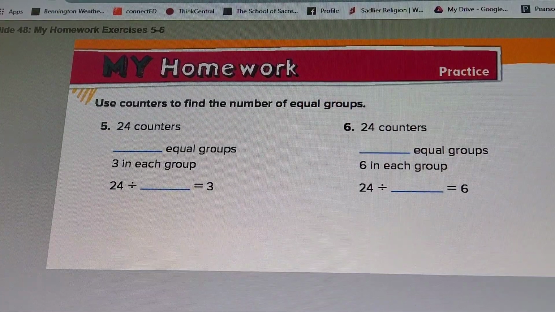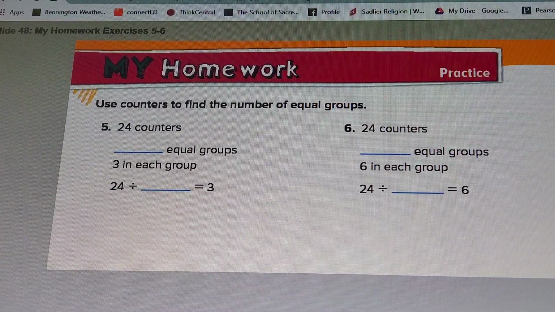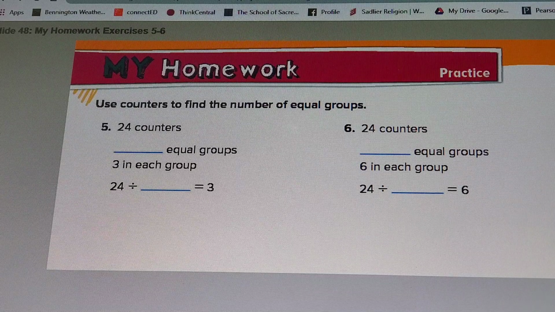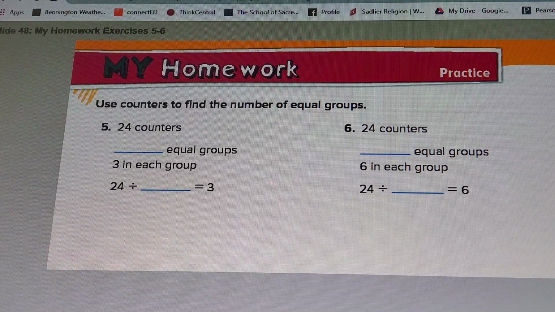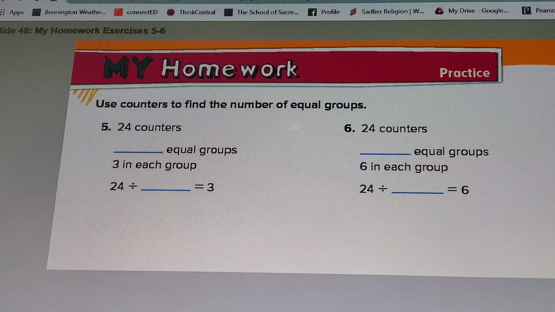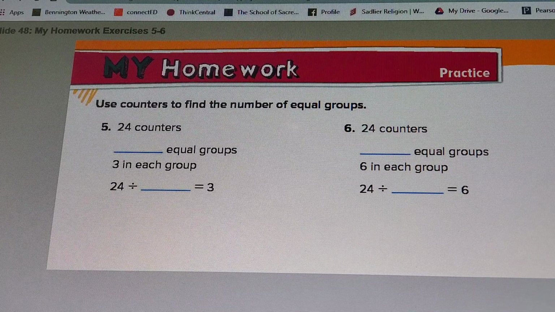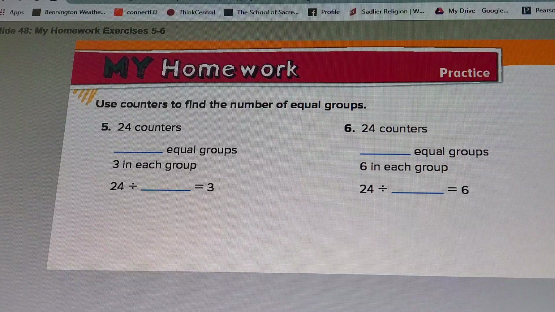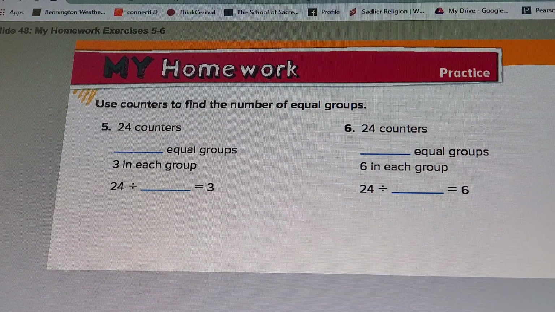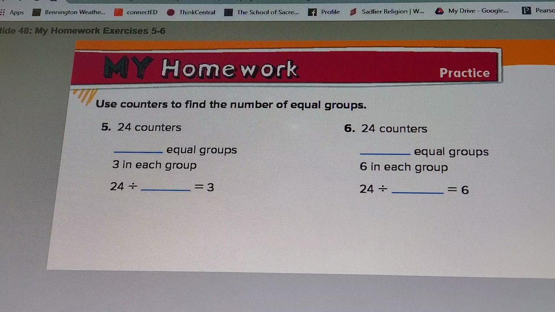Questions 5 and 6. Now you're trying to find out how many groups there are. So on number 5, you'll use 24 counters. You'll take 3 and put that in a group. Take another 3, take another 3, until you've used up all 24 counters. Count up the number of groups, and that will be your answer.